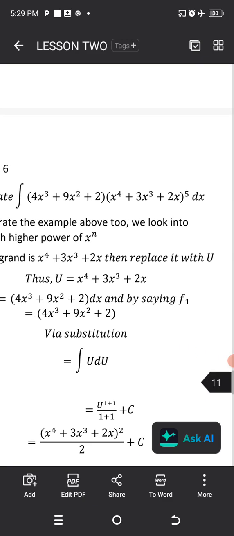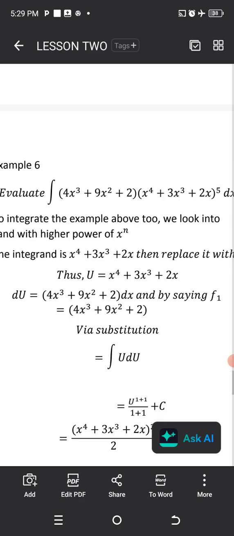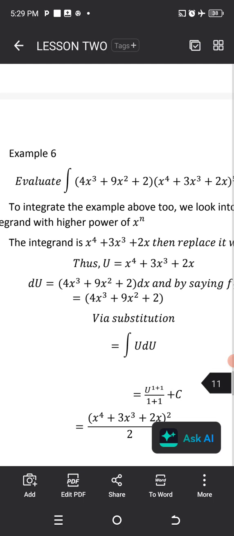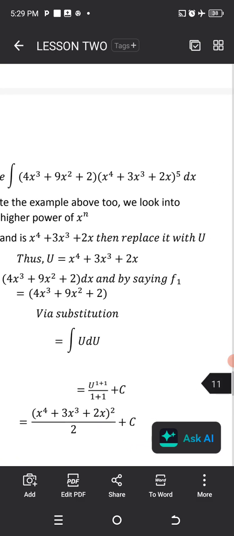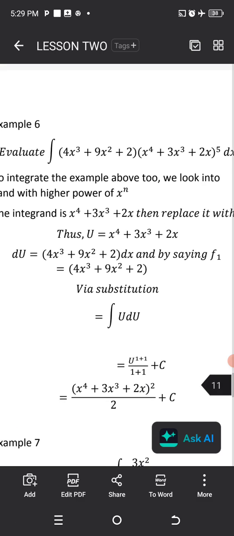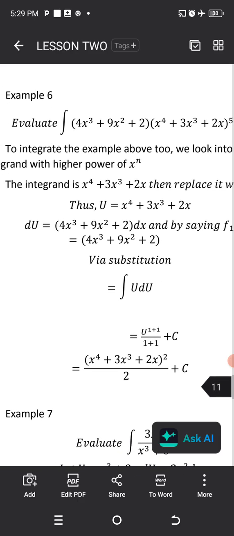So example 6 is also the same thing. The one with the higher power, which is s raised to power 4, compared with the other function. So we differentiate the one with the higher power, which is s raised to power 4 plus 3x raised to power 3 plus 2x. After differentiation, we replace that with our u, and we differentiate u with respect to s, which gives 4x raised to power 3 plus 9x raised to power 2 plus 2.